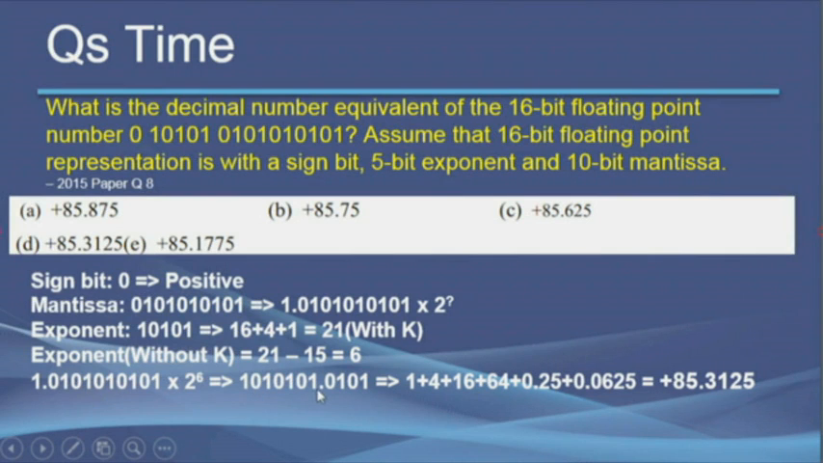So I have done this for you and you can see this is the actual binary. So let's take the actual decimal value. This is 1, this is 4, this is 16 and this is 64. I added all of them here. And this is 1/4 or 0.25, this is 1/16, which means 0.0625. When we add all together, we will end up with 85.3125. Since the sign bit is 0, the value is positive. So you can find this answer in option D.